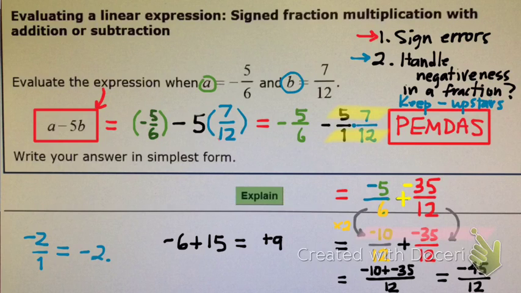Are we done? Why are we not done? Yeah. If there is a simpler form for this fraction, we need to find it. How do we know whether there is a simpler form for negative 45 over 12? There's a common factor between 45 and 12. Well, what might some common factors be between 45 and 12?